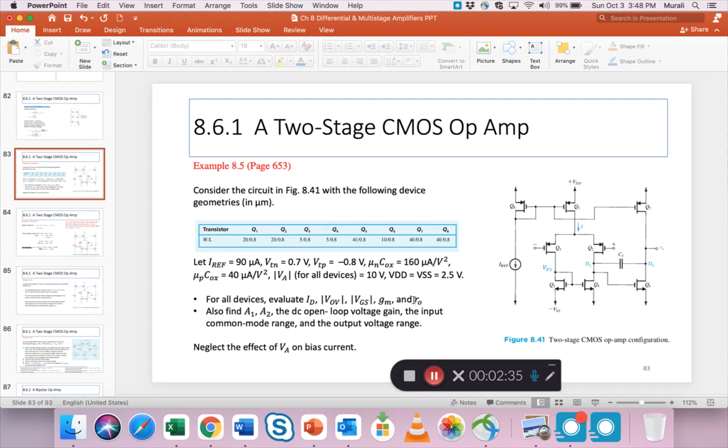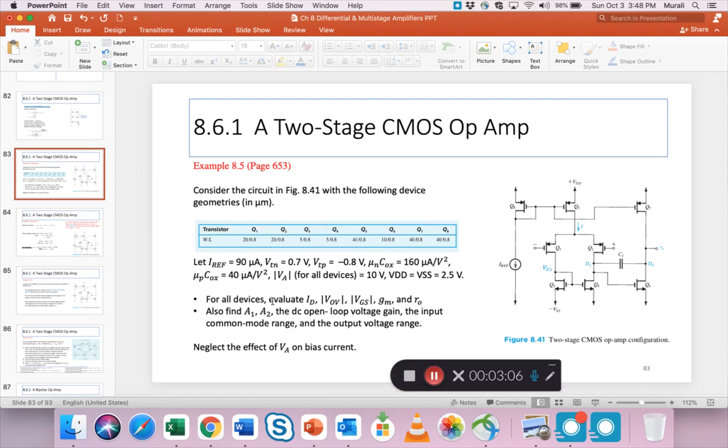Also given is I reference, this value, 90 microamps. V for Tn and Tp, they are different. Then you have the K prime value for mu n, which is 4 times mu p. So that shows it's a matched set of devices. And then Va, the early voltage, is given to be 10 volts. VDD and VSS are equal and opposite: this is 2.5, this is minus 2.5 volts.